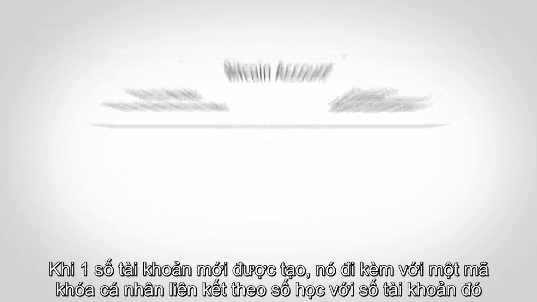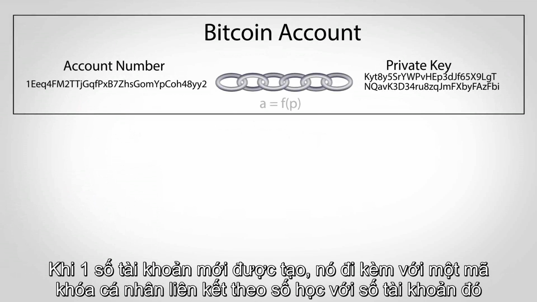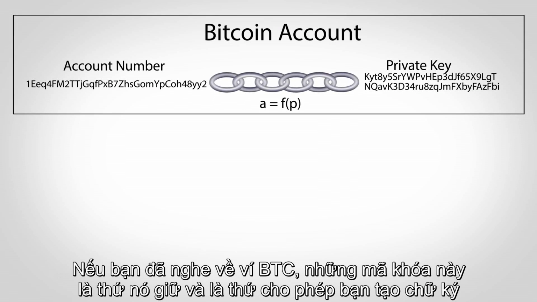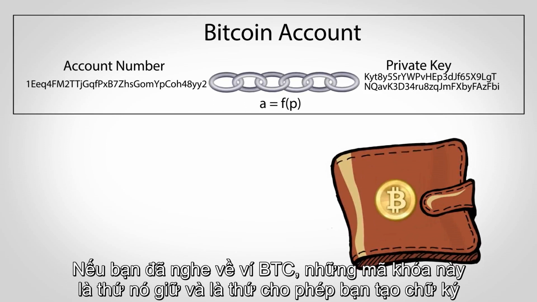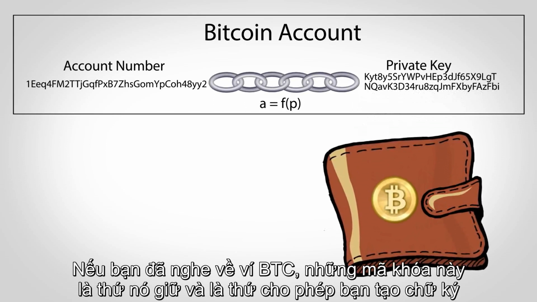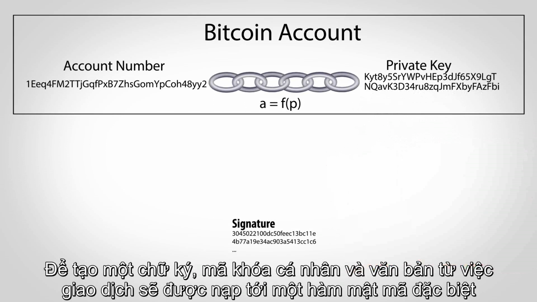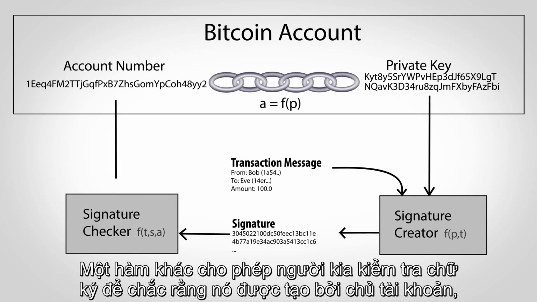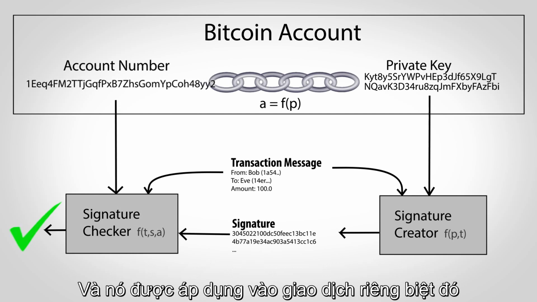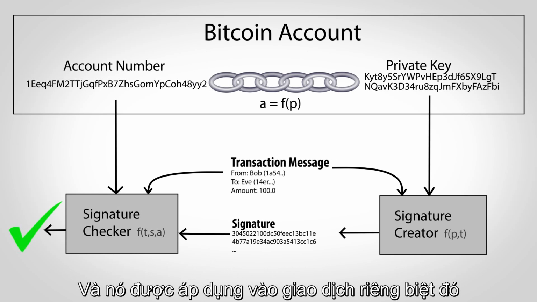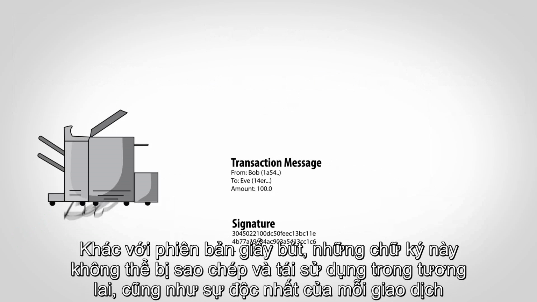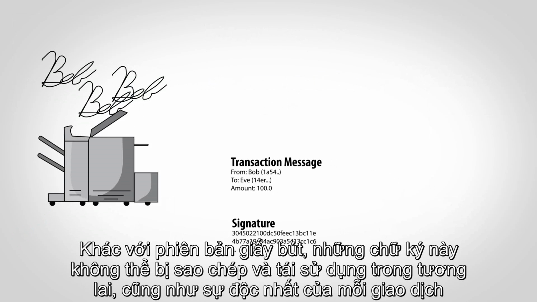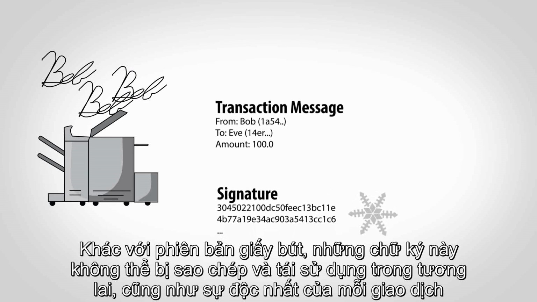When a new account number is created, it comes along with a private key mathematically linked to that account number. If you've heard of a Bitcoin wallet, these keys are what it holds and are what allow you to create signatures. To create a signature, a private key and the text from a transaction are fed into a special cryptographic function. Another function allows other people to check the signature, making sure it was created by the account owner and that it applies to that specific transaction. Unlike the handwritten version, these signatures can't be copied and reused in the future, as they're unique to each transaction.